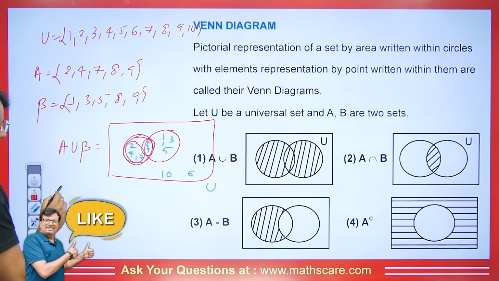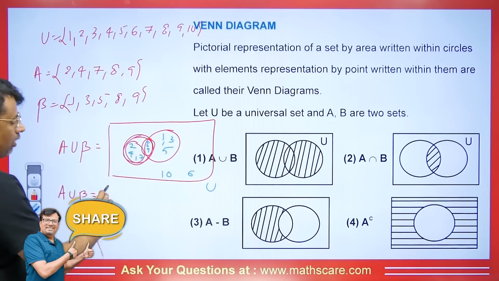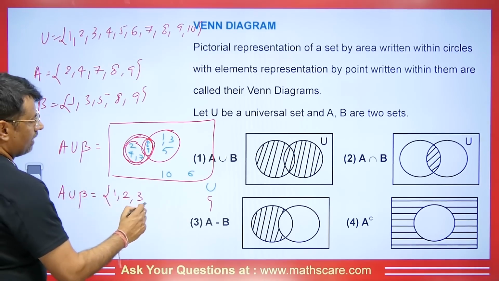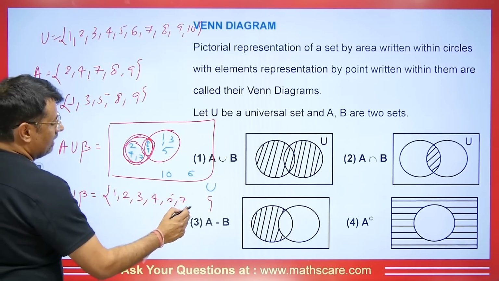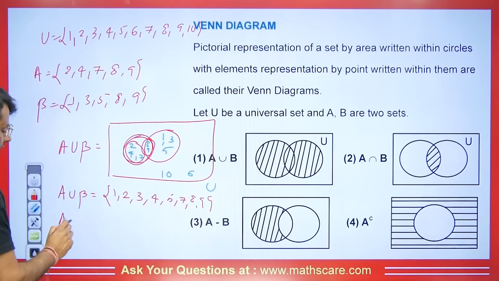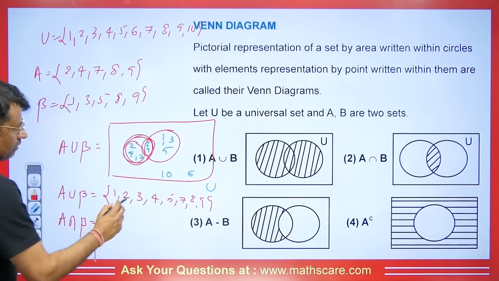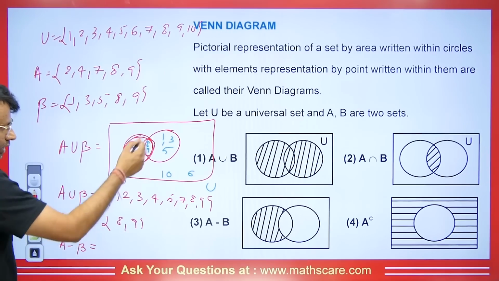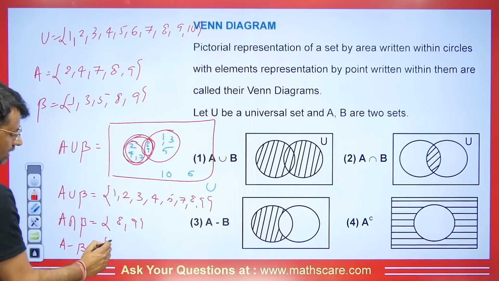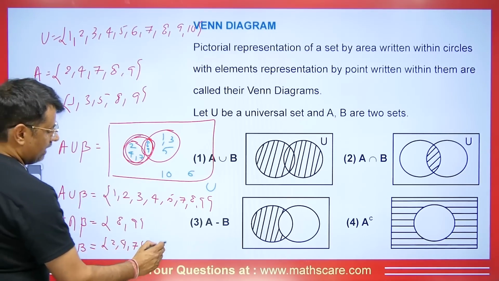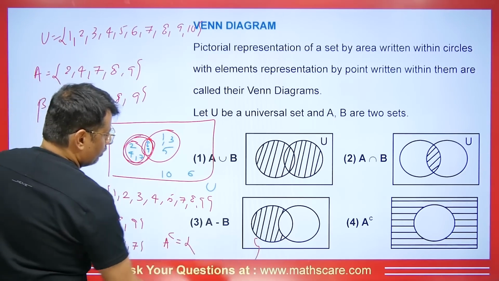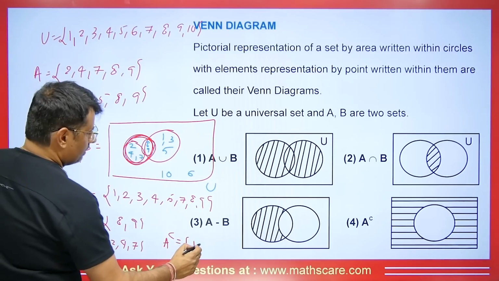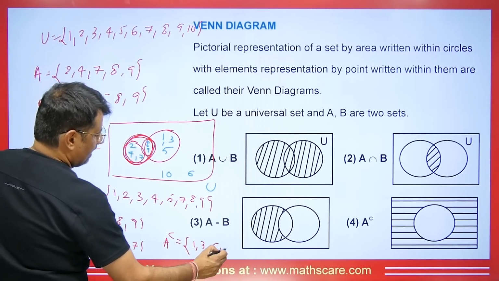If you're asked for A union B, then the Venn diagram simplifies the visualization of A union B elements. You can clearly see it includes 1, 2, 3, 4, 5, 7, 8, 9. Similarly, A intersection B will be 8 and 9. If you're asked to calculate the value of A minus B, then you simply need to consider A's value without B, which will be 2, 4, 7. And A complement would include all the elements except A. Simply exclude A elements, that is 2, 4, 7, 8, 9. So the complement will be 1, 3, 5, 6 and 10.